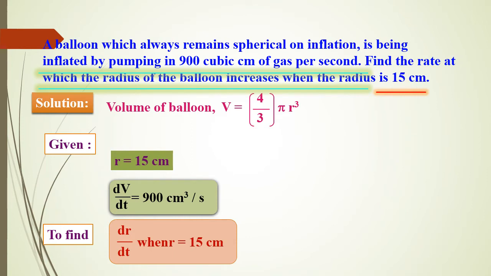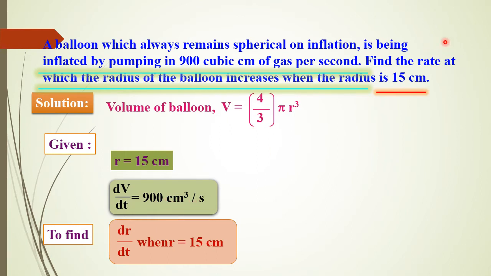See, in this question, the balloon will always be in a spherical shape. Therefore, the volume of the sphere formula must be considered here. The formula is written here, V equals 4 by 3 pi r cube. In this equation, V is the volume of the balloon, r is the radius of the balloon. In the given question, for every second 900 centimeter cube of gas is enclosed in the balloon. Therefore, the volume of the balloon is changing with respect to time. So it is written as dV by dt equals 900 centimeter cube per second.